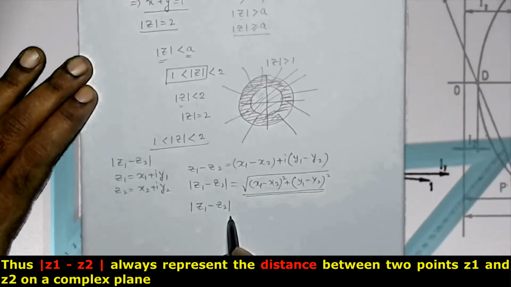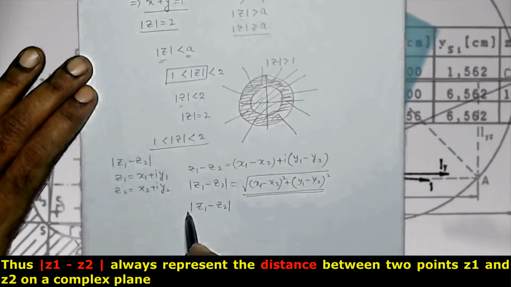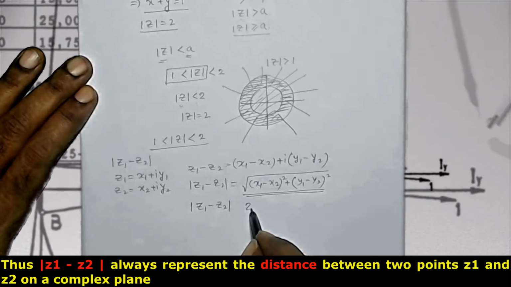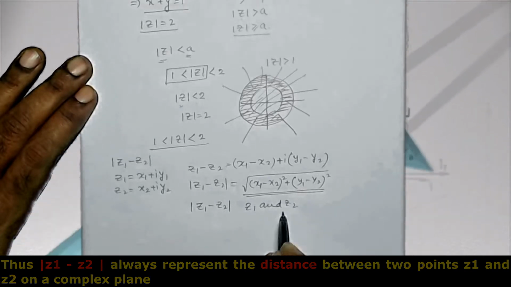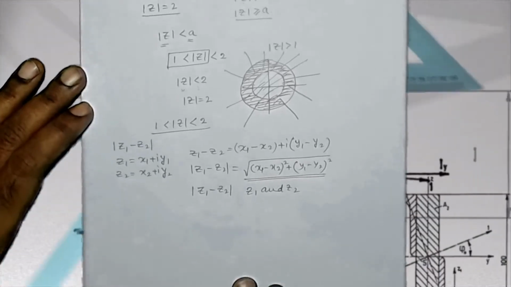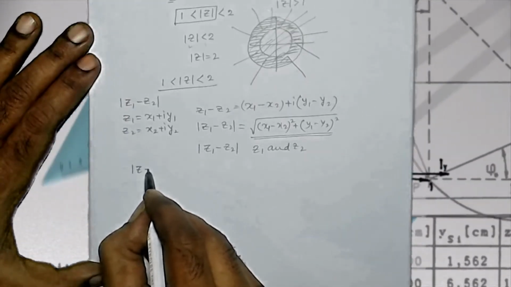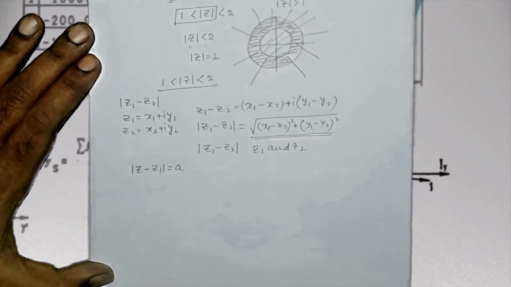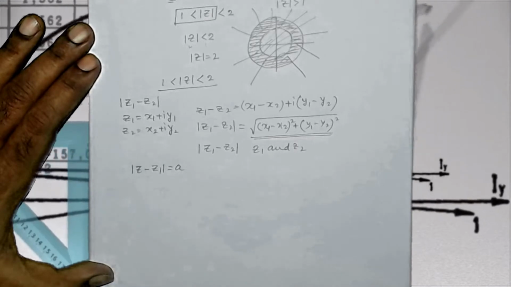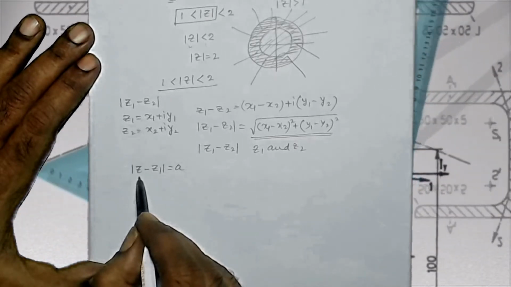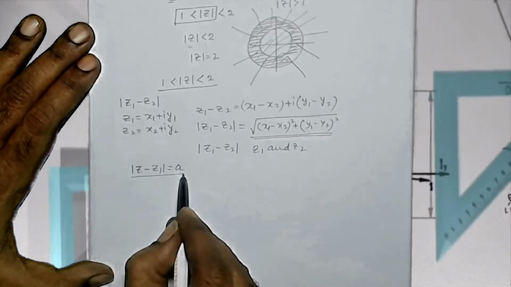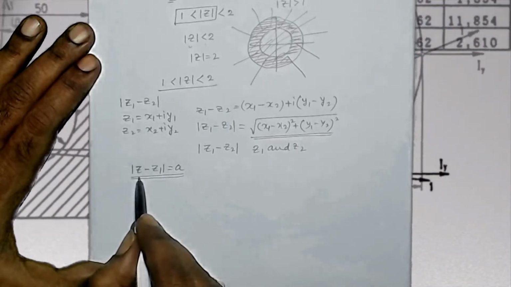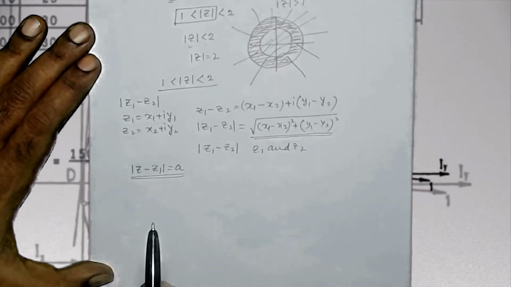So from this complex number representation, we can say mod of z1 minus z2 means the distance between z1 and z2. Is it clear to us? Okay. Now, let us say I've given you mod of z minus z1 is a. What does this represent? Without replacing z by x plus iota y, we will simply interpret it from this complex number equation. Now, z is a variable point, but z1 is a fixed point.